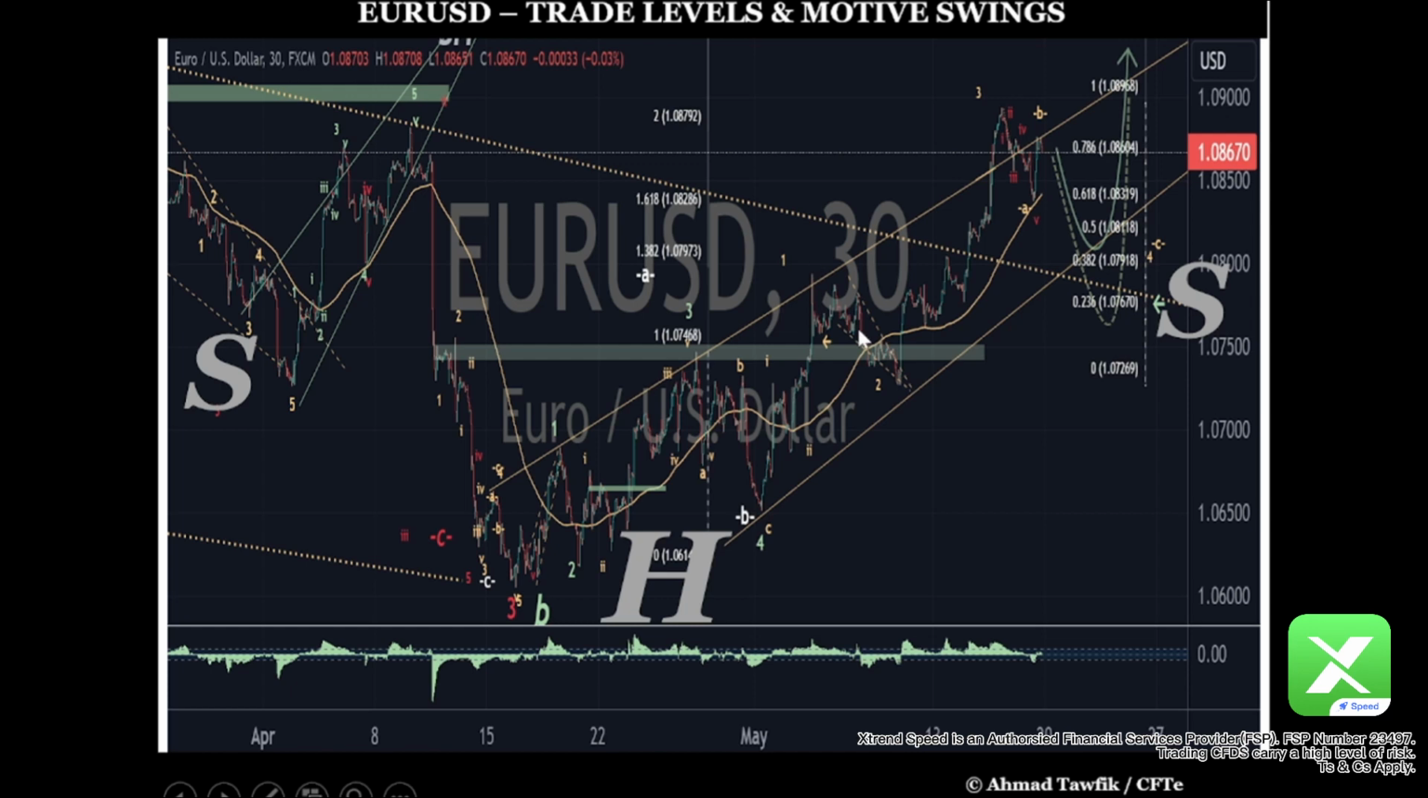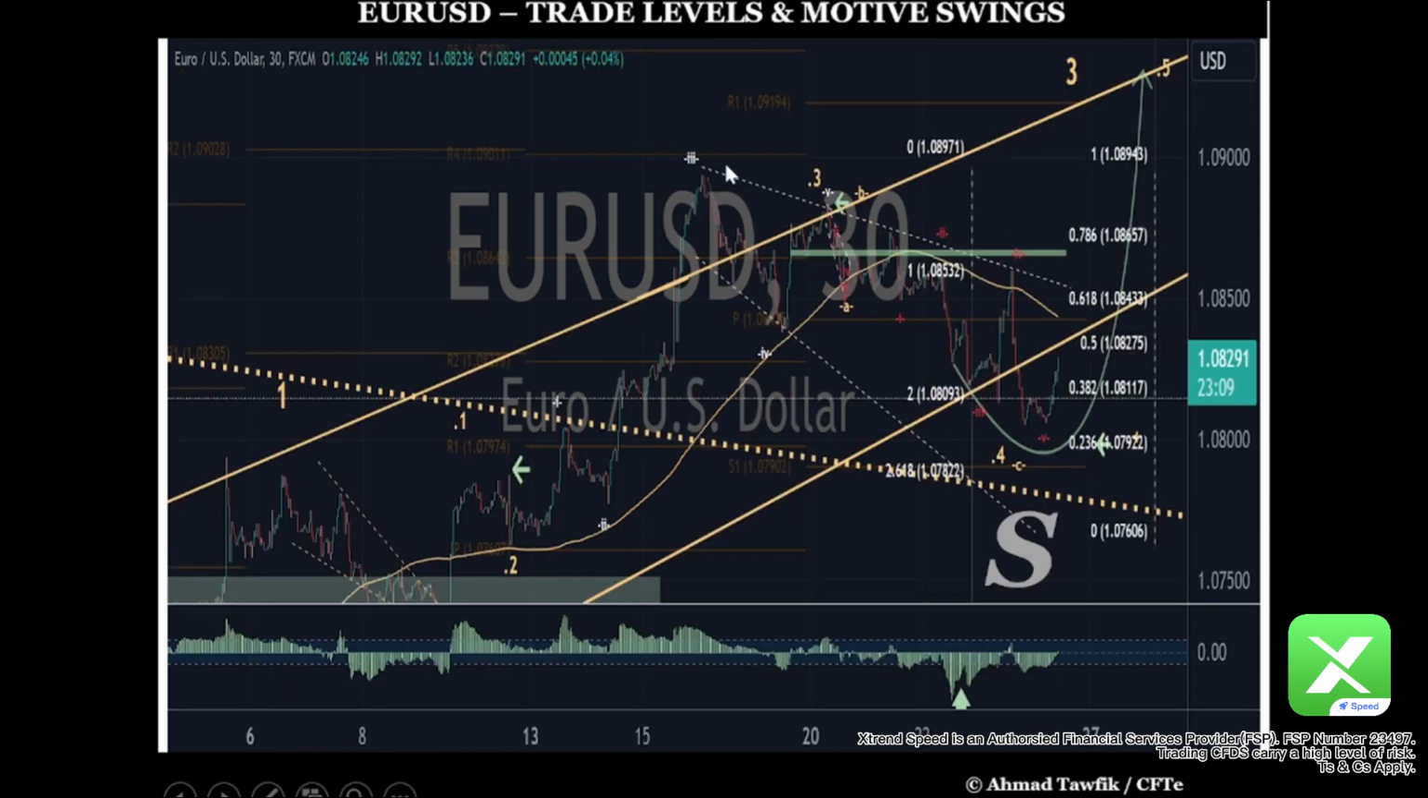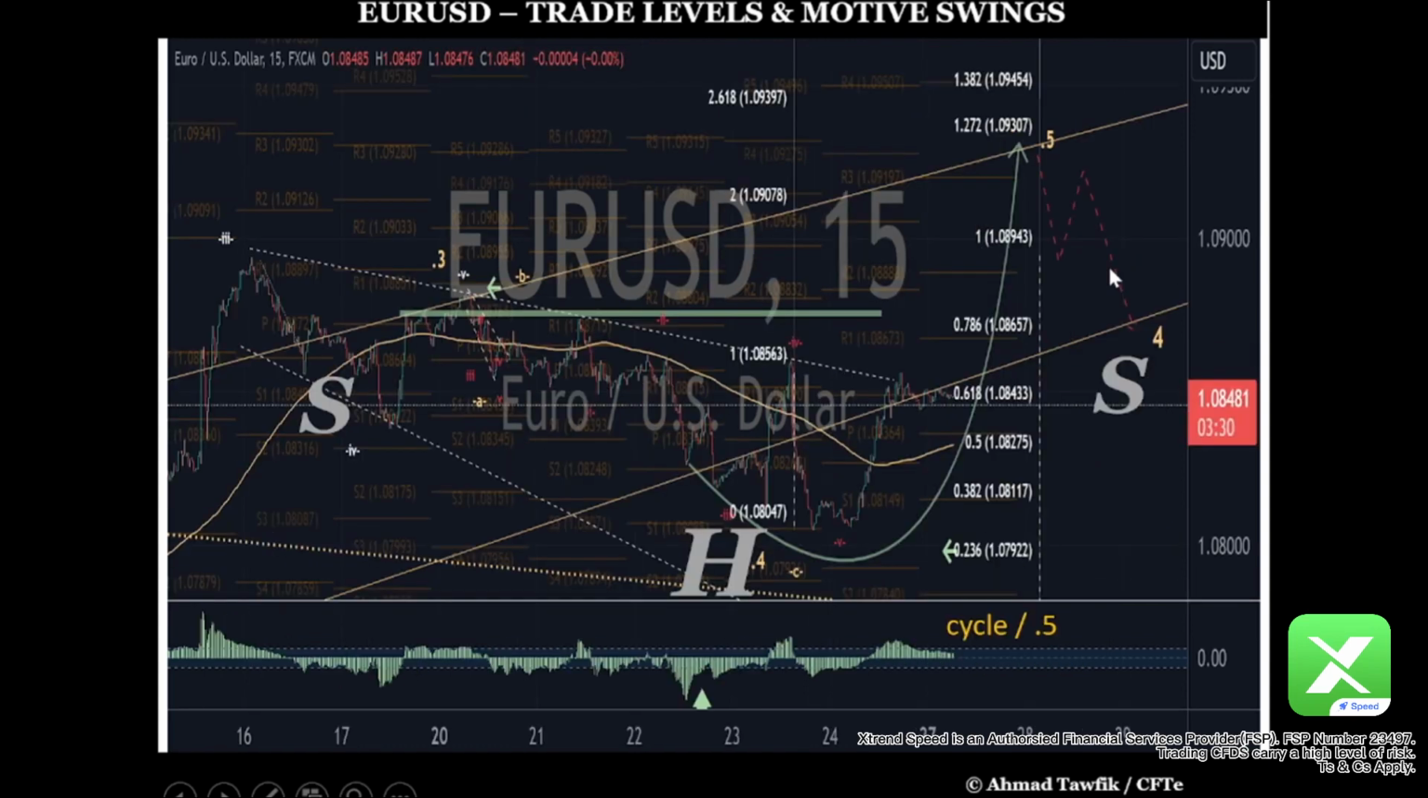I'm focusing on this 1 and 2, 3. That was a correction 4, and now we're doing a 5. It shows here as a 1 and a 2, dot 1, dot 2, dot 3. That really was a dot 4. We're doing now a dot 5 inside of that high degree 3. The rounding bottom came in last Friday, I believe. That's what we have right now today when we go live.